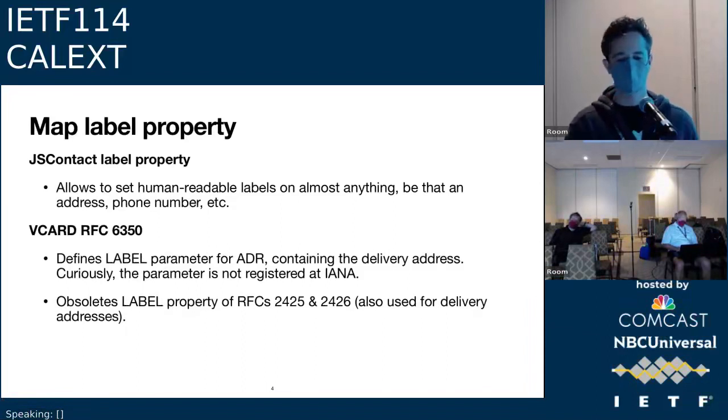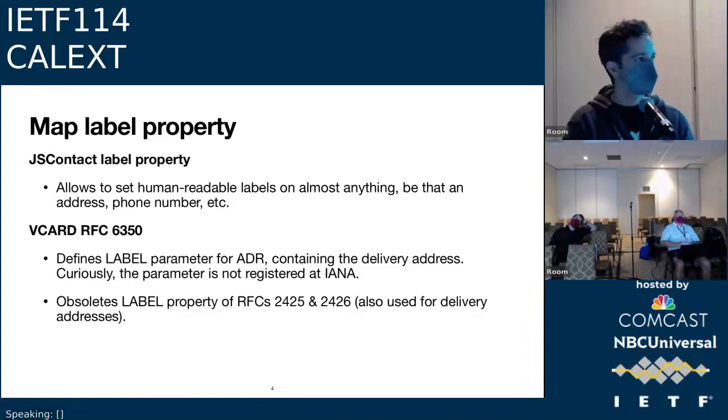But also, there was already a label property in the vCard 3 RFCs, which was also used for delivery addresses, but these got obsoleted. So at least we now know that the name label for either a parameter or a property in vCard is loaded, and most likely we will not be able to use this name for the type of thing we want to use with the JS contact label if we map it to vCard.